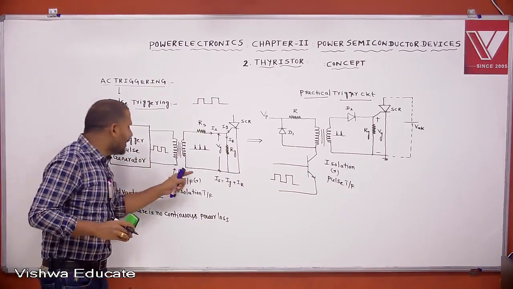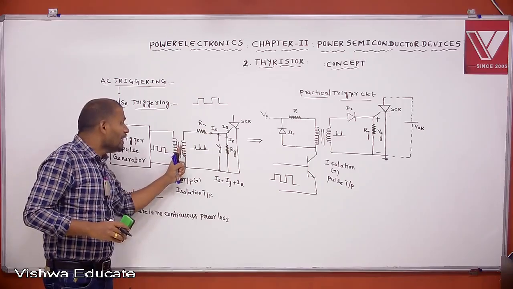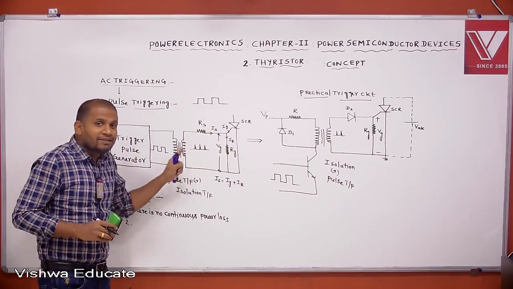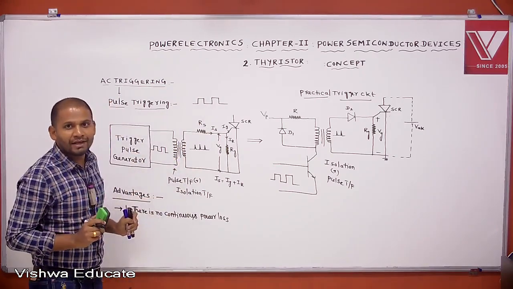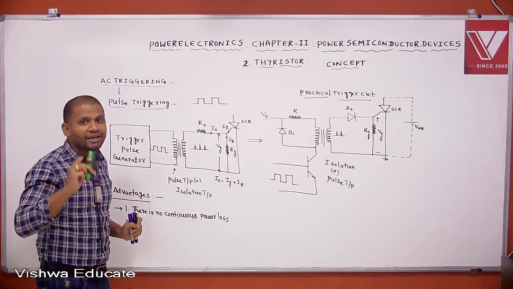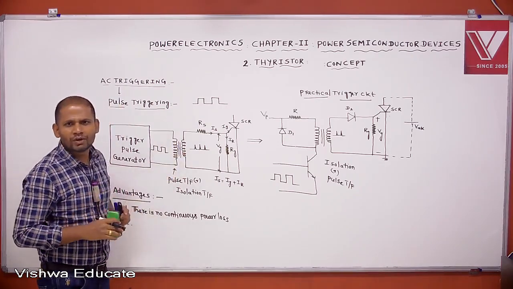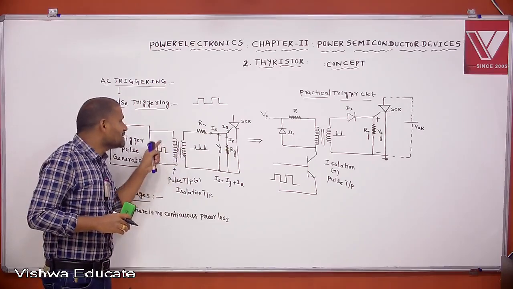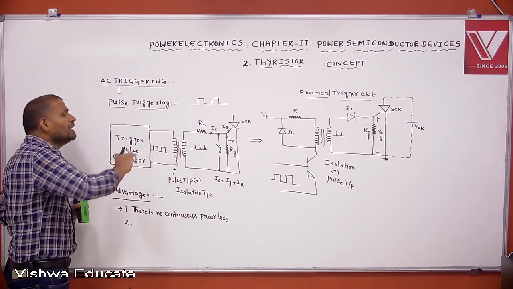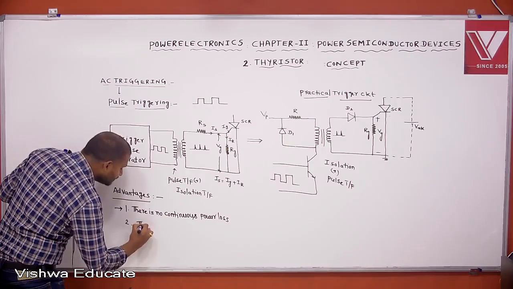Because of the isolation transformer or pulse transformer, there is isolation between the power circuit and the gate terminal. But this is not present in DC triggering. Why are you not using a transformer there? Because we are using DC, and a transformer cannot work for DC. The purpose of using a pulse transformer or isolation transformer is to isolate the gate terminal and the power circuit.